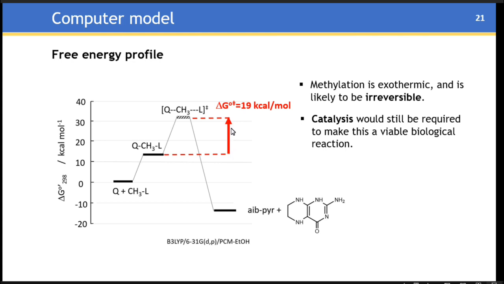This size of an activation barrier is actually reasonable for a non-enzymatic reaction. But for enzyme-catalyzed reactions, we would be looking for activation barriers in the 8, 10, 12 kcal per mole range, because these are very, very fast reactions. So in other words, catalysis is required in some way, perhaps squeezing them together, for instance, to lower this barrier.